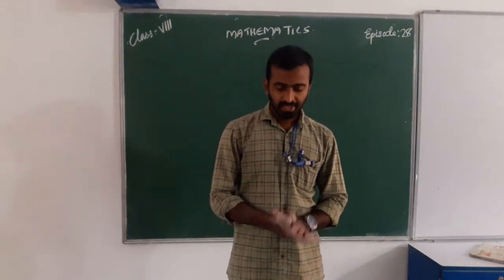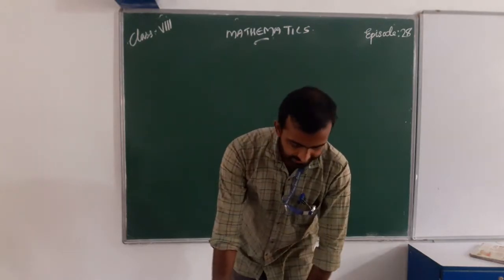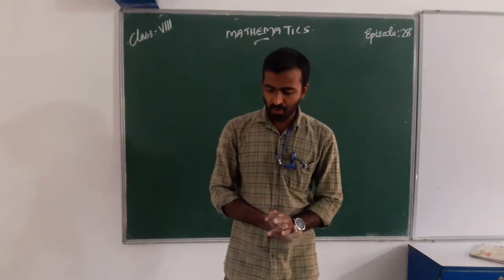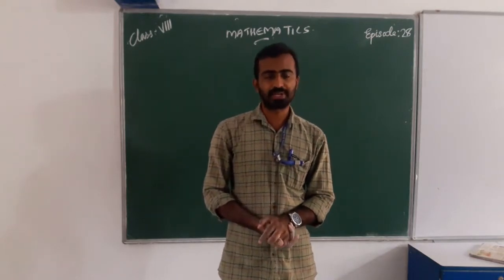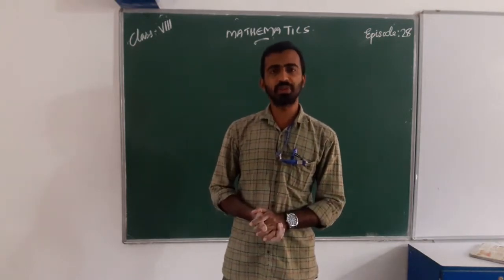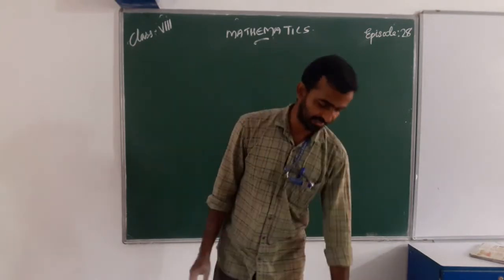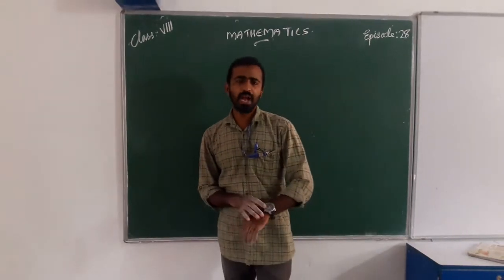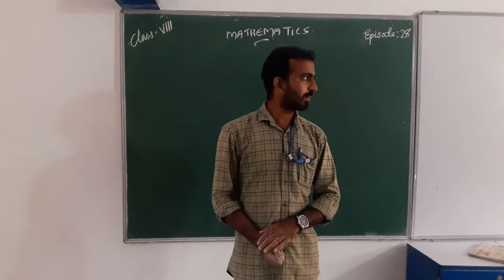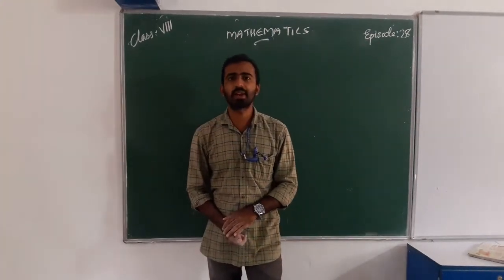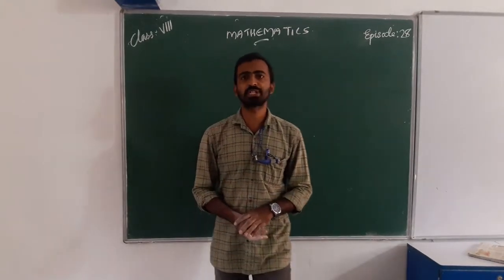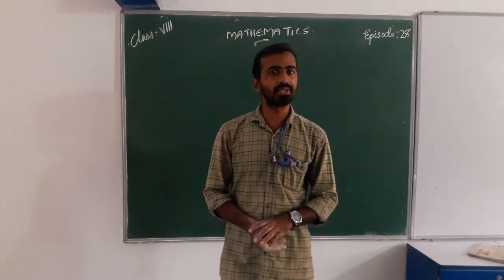Okay. Today we are going to discuss the product of two consecutive even or odd natural numbers. We already know odd numbers and even numbers. Odd numbers means 1, 3, 5, 7, 9, 11, 13, etc., and even numbers are 2, 4, 6, 8, 10, etc.